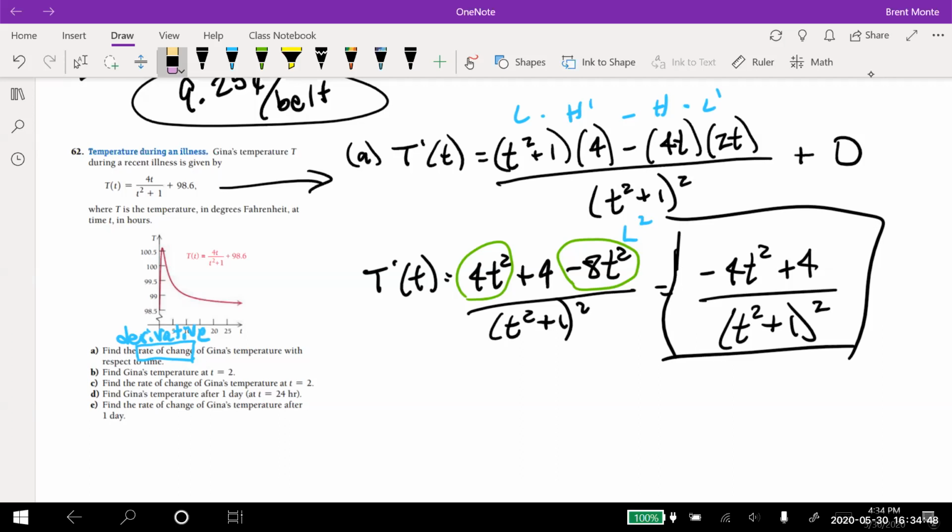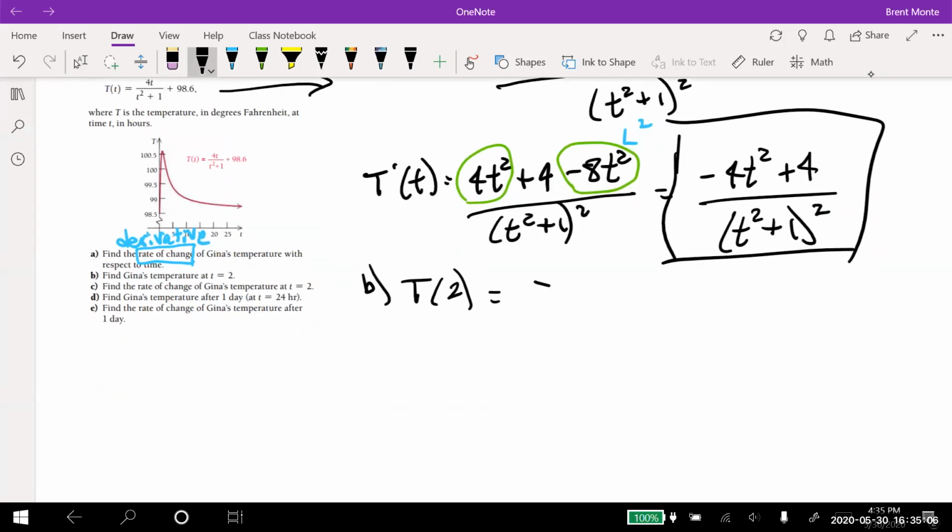Now B says find Gina's temperature at t equals 2. Her temperature at any given time is the original function. That's T of 2, her temperature at time 2. So we go back to the original function and plug that in. We get 4 times 2 over 2 squared plus 1, and then plus 98.6. Let's see what I get. I'm just going to plug it in as 8 divided by 5 plus 98.6, and I get 100.2. And that's in degrees Fahrenheit. It's not a very good circle, is it?